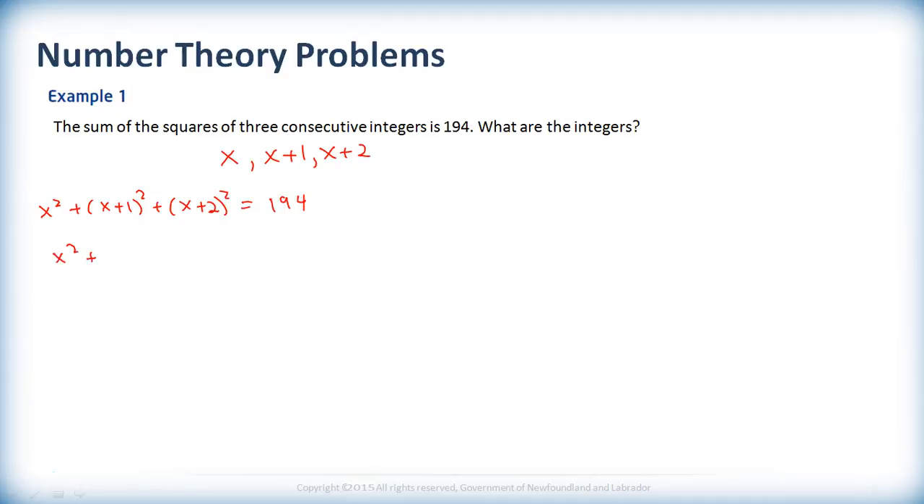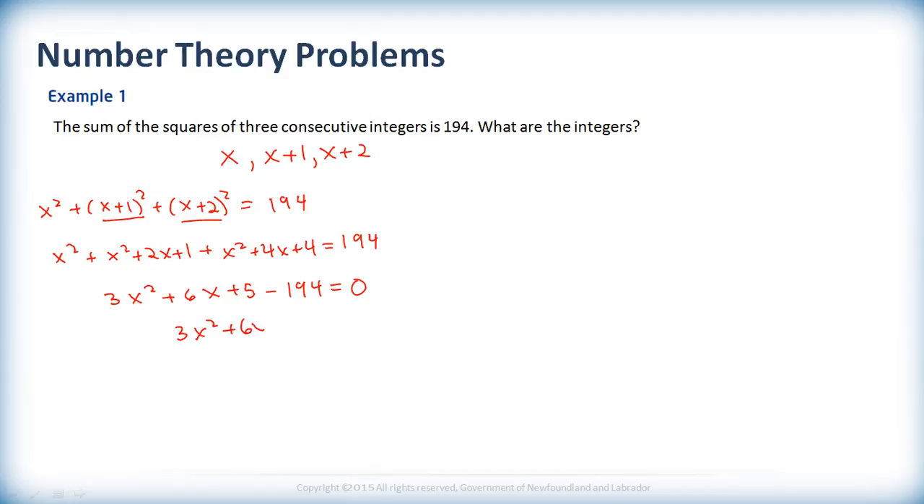So x plus 1 squared is x squared plus 2x plus 1. Let me expand it out. X plus 2 squared is x squared plus 4x plus 4. When we expand that out, 194 goes on the end. Collect all of our like terms. We have 3x squared, 6x, and then a 5. And we have to subtract 194 when we put all that together. So that's going to be 3x squared plus 6x minus 189. Divide everything by 3, and we've got x squared plus 2x minus 63.